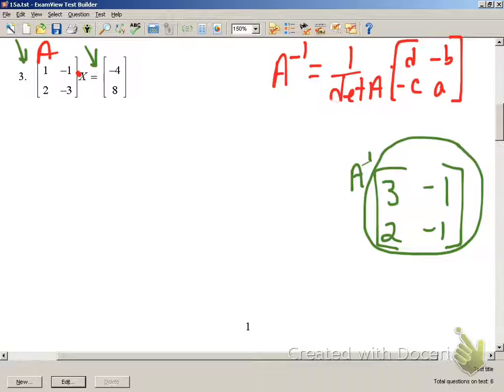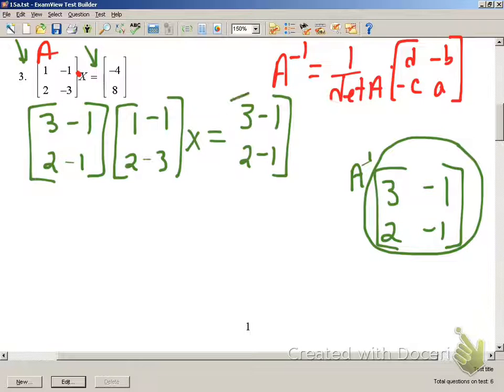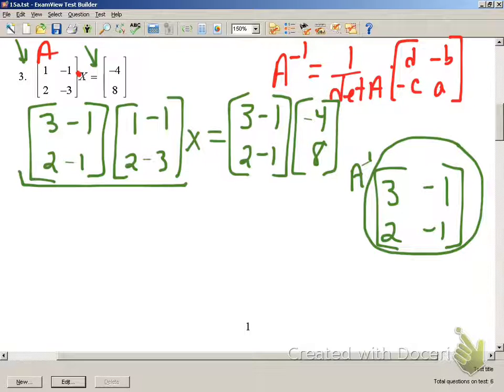So we take the inverse matrix and we multiply it times both sides. So 3, -1, 2, -1 will be multiplied times the first matrix of 1, -1, 2, -3 equals 3, -1, 2, -1, our inverse matrix. We're going to multiply that times -4, 8. Now, when we multiply these two together, we are supposed to get the identity matrix.